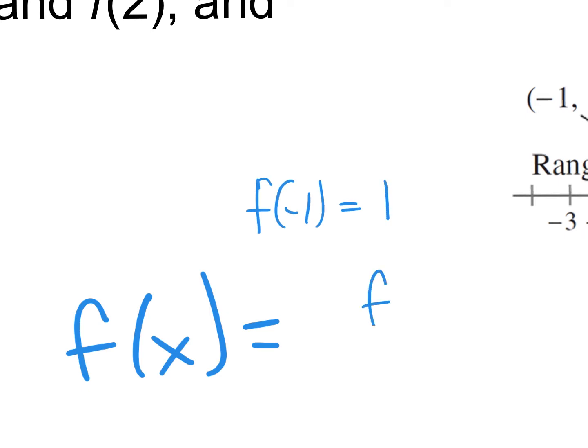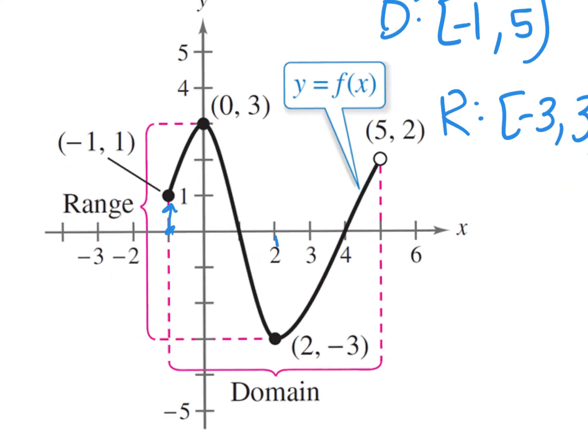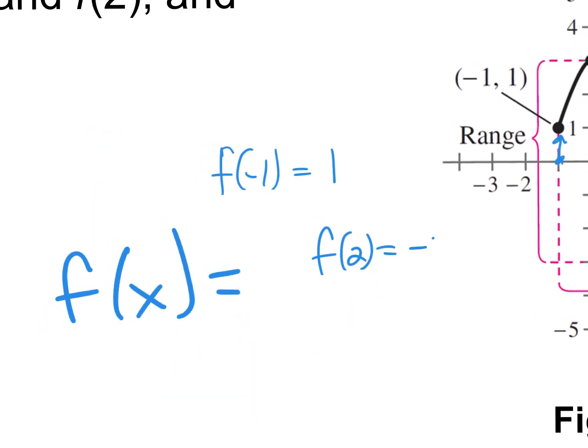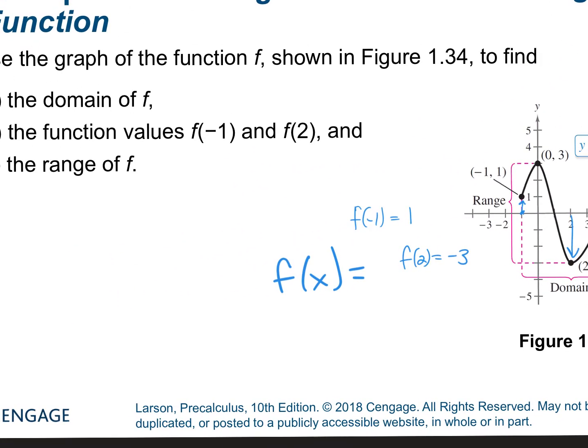If I say what is f of 2, that means look on the x-axis at 2, tell me what the y value is. And it's what? -3. So you would say f of 2 is -3. Does that make sense?